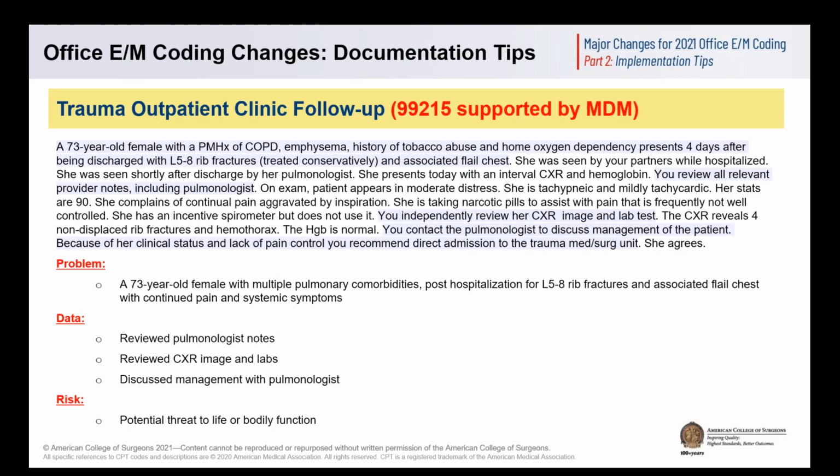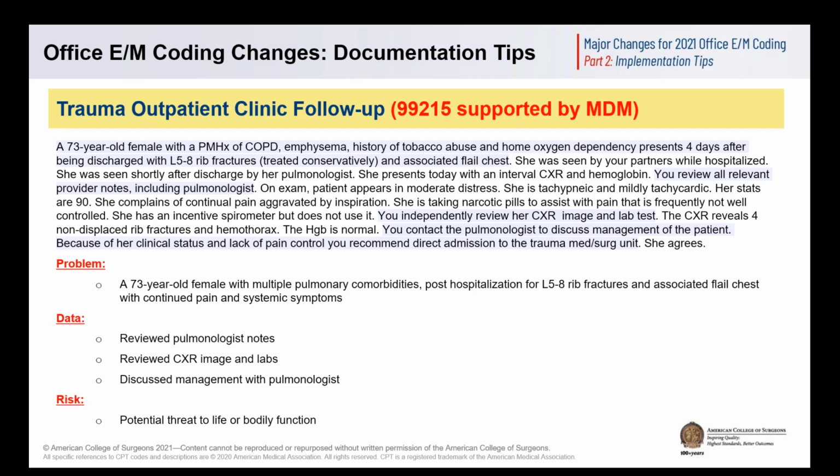The next patient is a 73-year-old female with past medical history of COPD, emphysema, tobacco abuse, and home oxygen dependency. She was recently hospitalized with a flail chest with 4 ribs and was discharged 4 days ago. While hospitalized, she was seen by the partners in your group, and shortly after she was discharged, she saw her pulmonologist. She came today to your clinic with a chest x-ray and a hemoglobin.